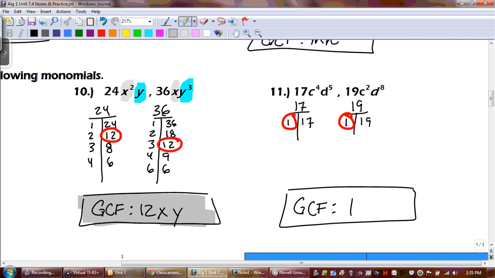Okay, and now let's look at the variables. c to the 4th and c squared, so the smallest is the 2. And then now look at your d's. d to the 5th and d to the 8th, the smaller of the 2 is d to the 5th.